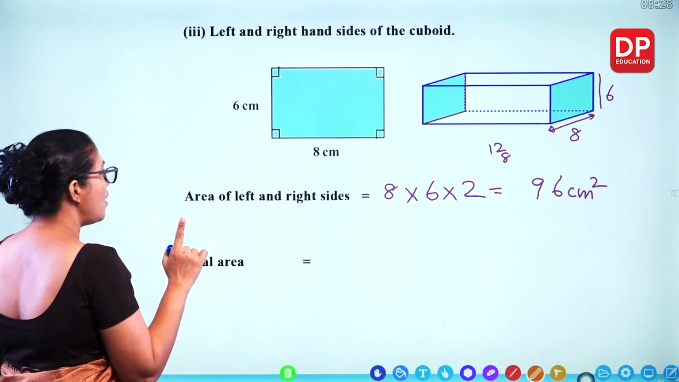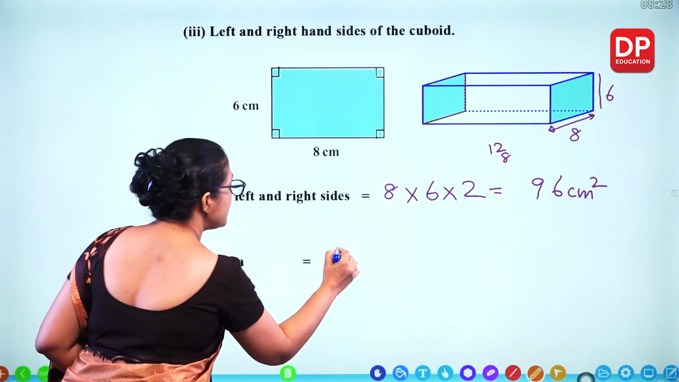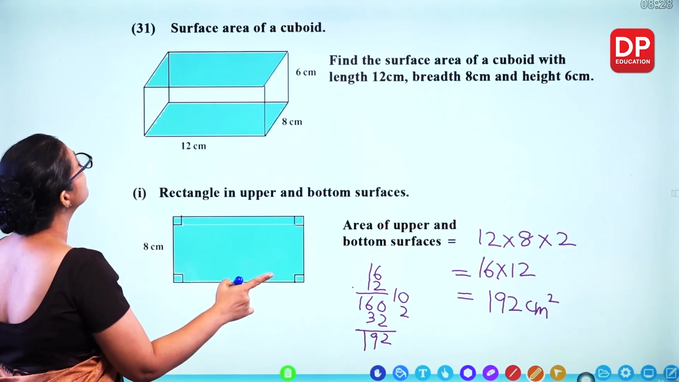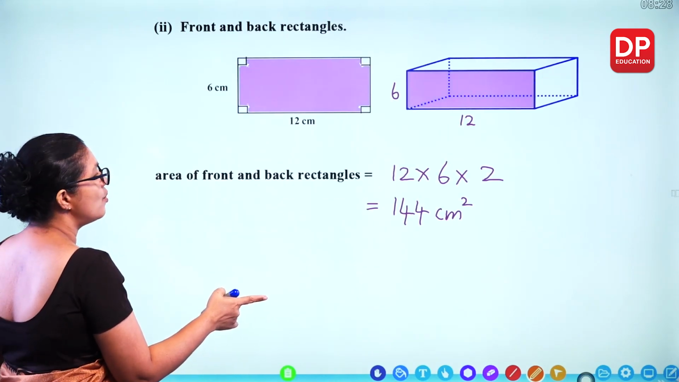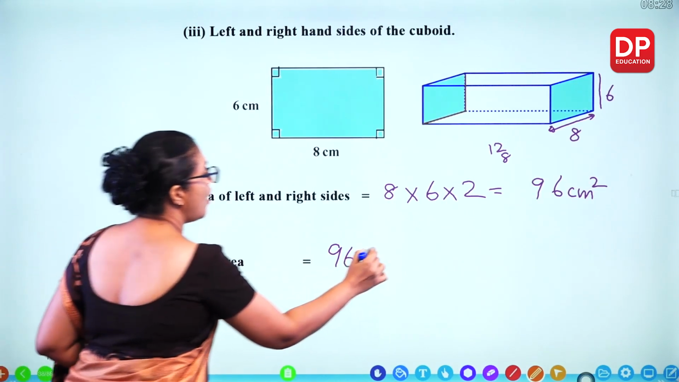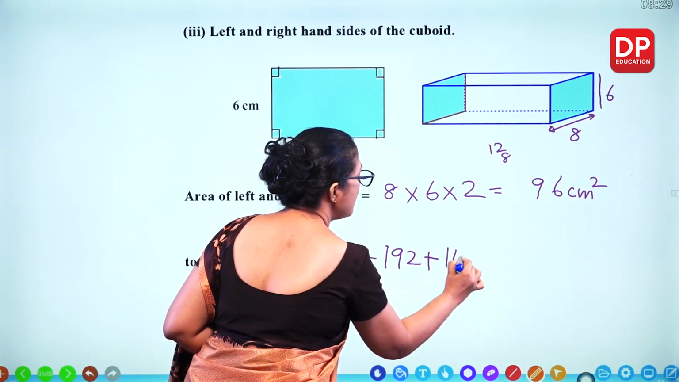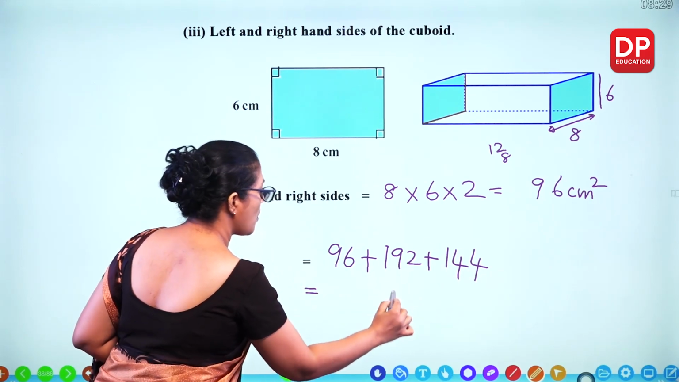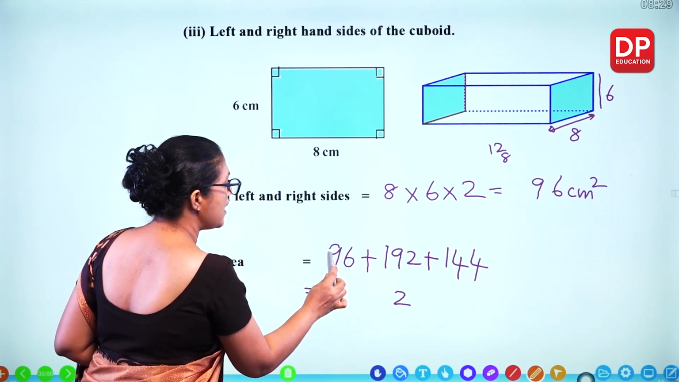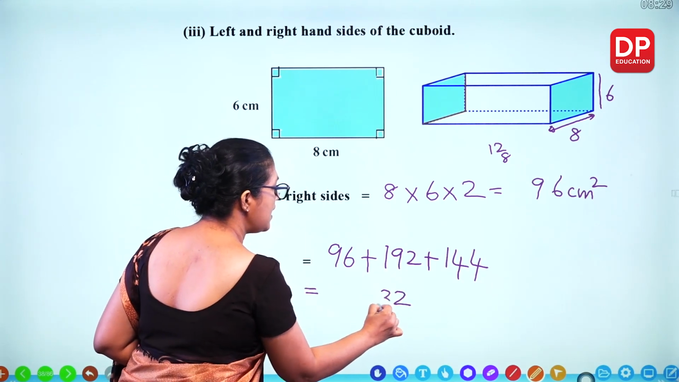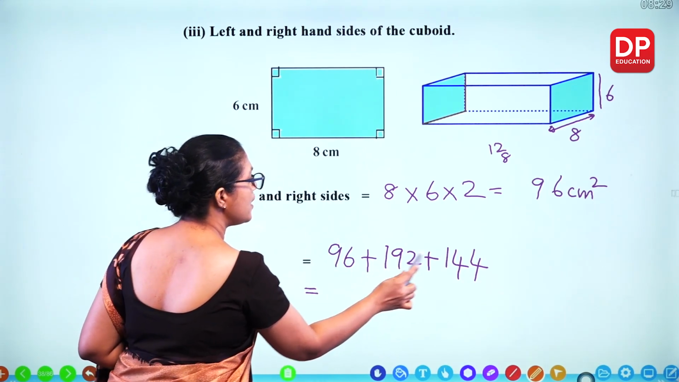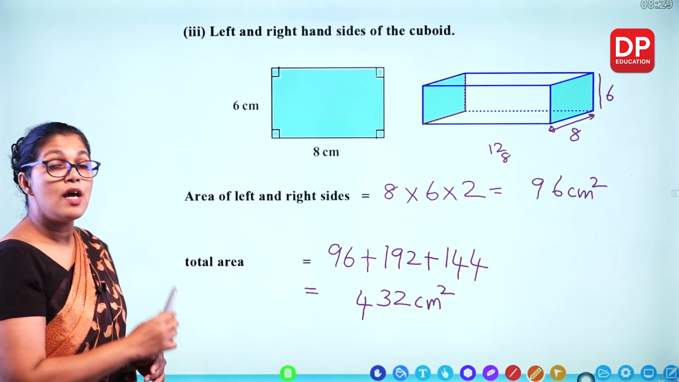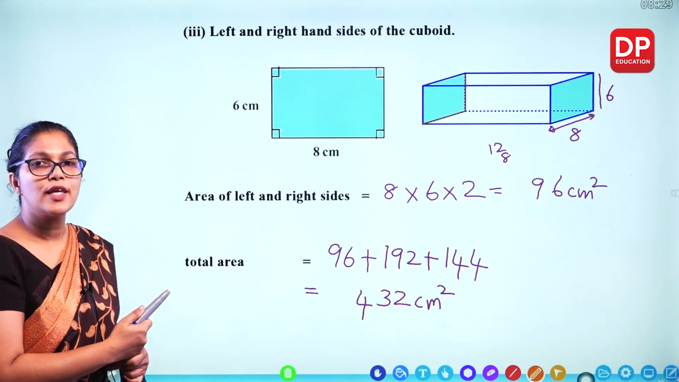Now what's the total area? For the total area you need to add all the values. So 96 here, from the previous part, 192 and 144. 6 plus 4, 10, 12 and 1 remaining. 10, 19, 23, 2 remaining, 2, 3, 4. 432 square centimeters is the total surface area of the cuboid.